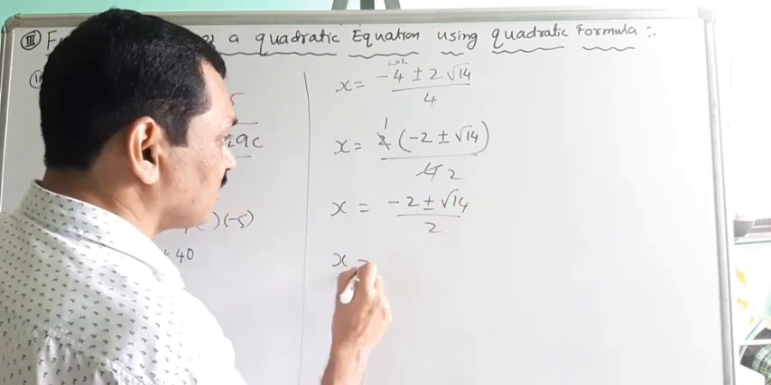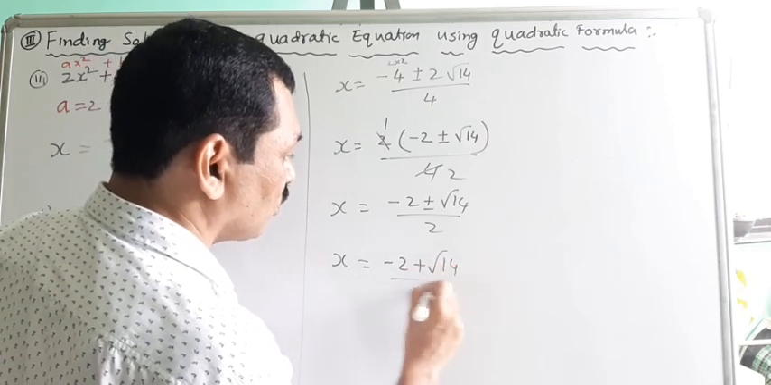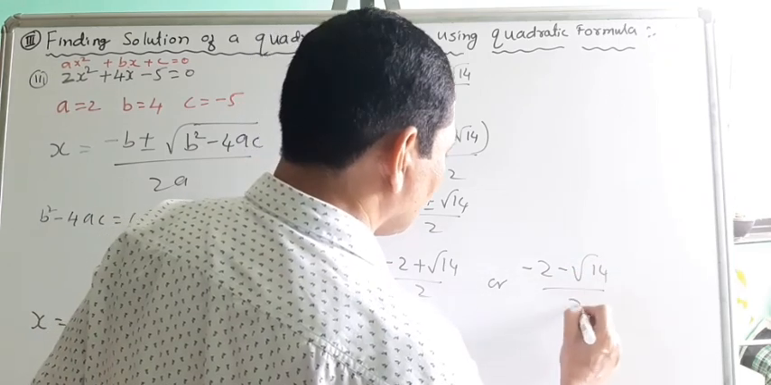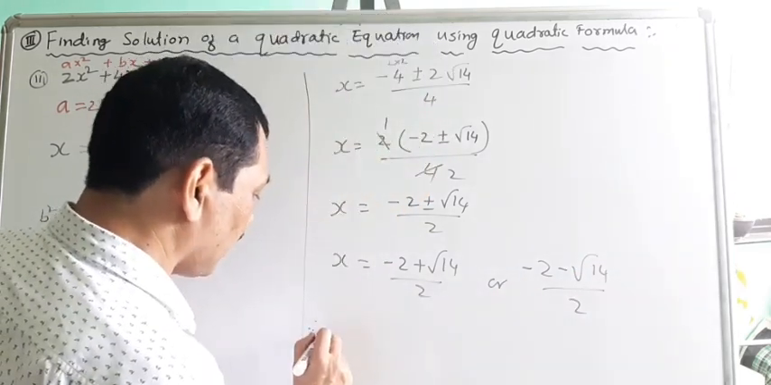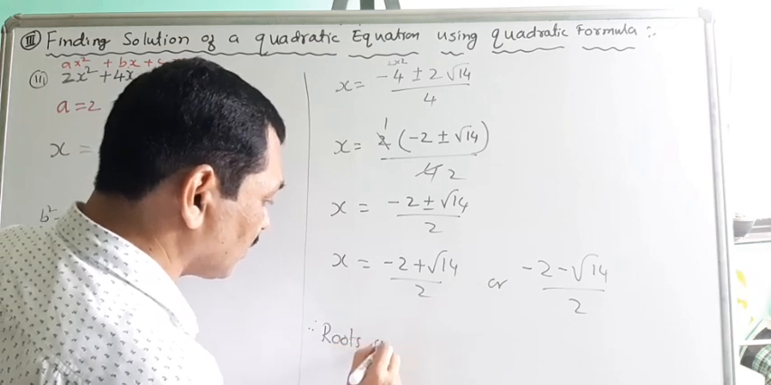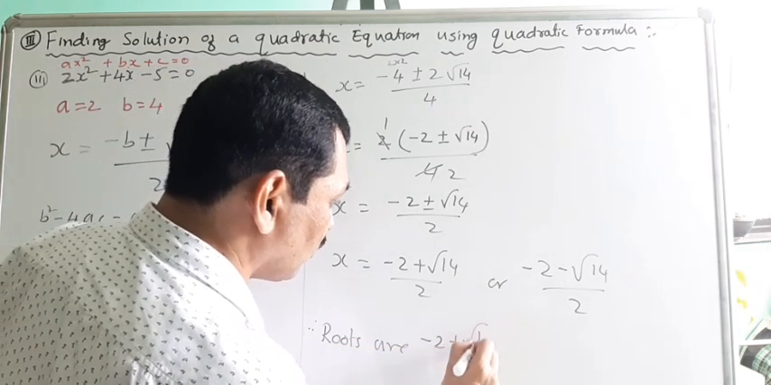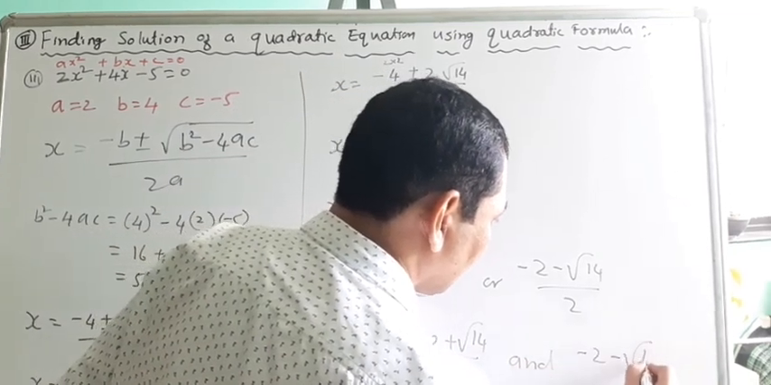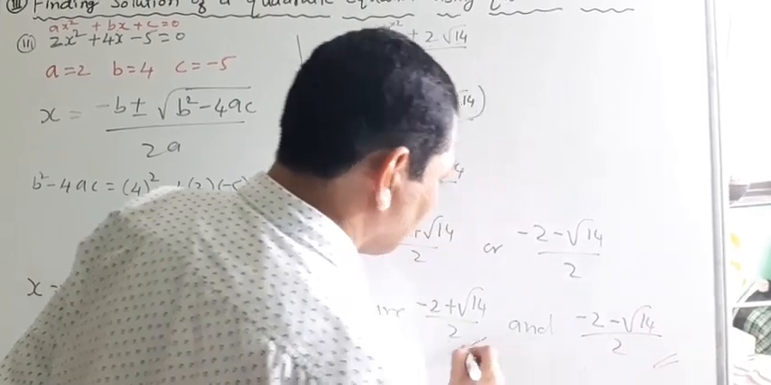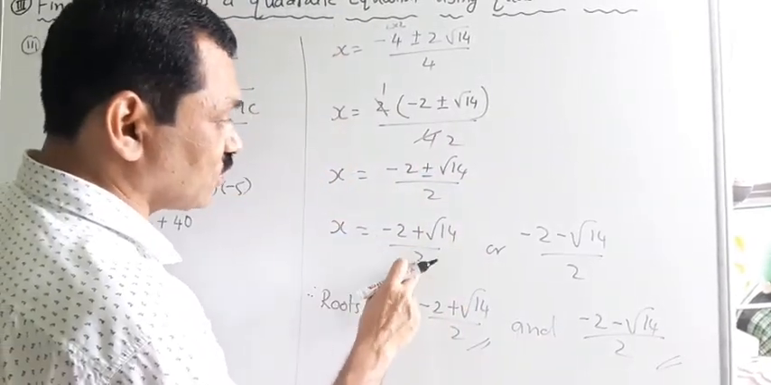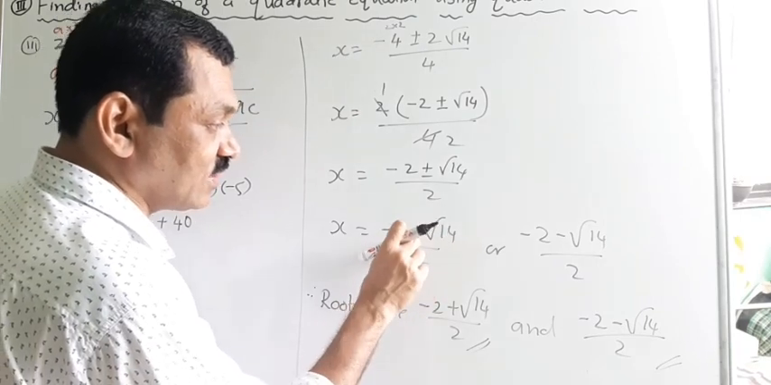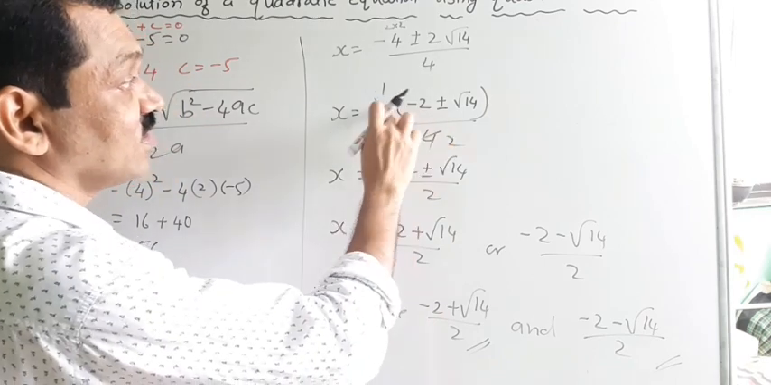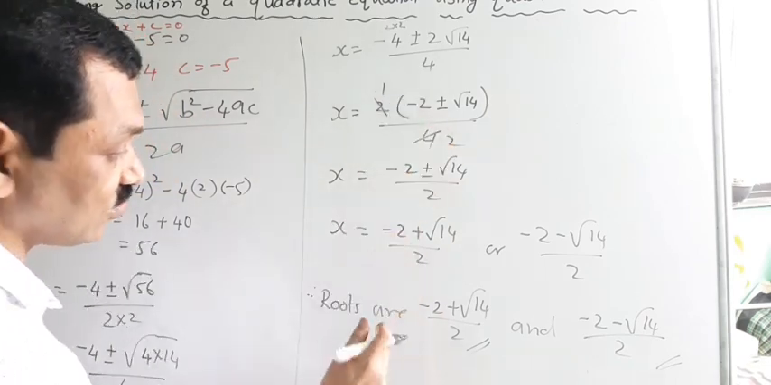And therefore the 2 roots are x is equal to minus 2 plus root 14 upon 2, or minus 2 minus root of 14 upon 2. The answer: the roots are minus 2 plus root 14 upon 2 and minus 2 minus root of 14 upon 2. These are the roots of this equation. You cannot cancel these 2 and 2 because these are two different separate terms. Here there is a plus sign. If there was a product sign, then we could cancel. As you can see here, it is a product sign, we can cancel. If we cannot cancel, then these are the roots.